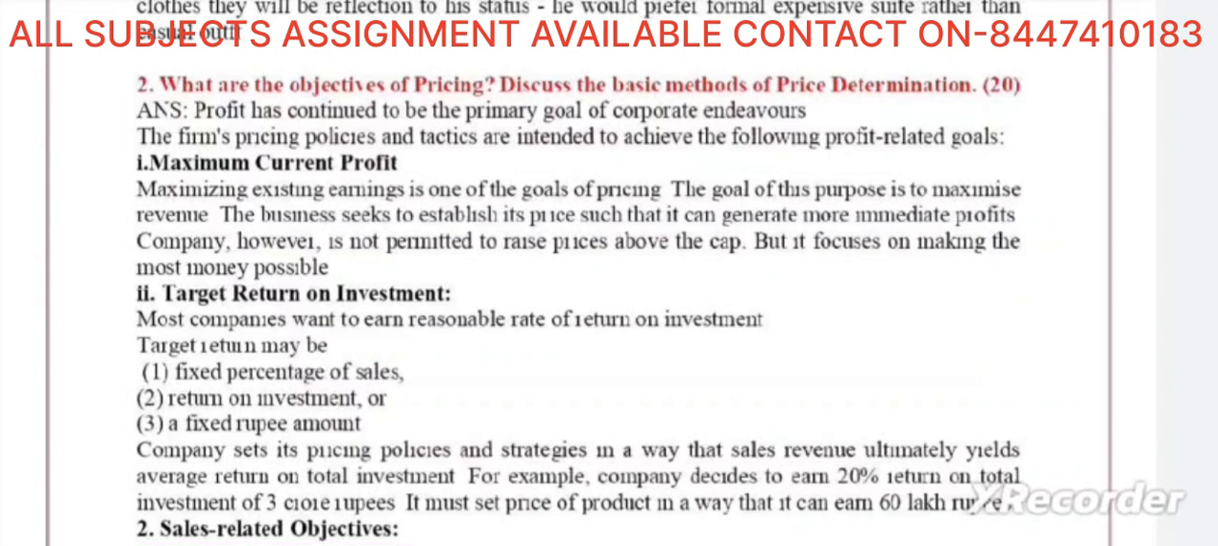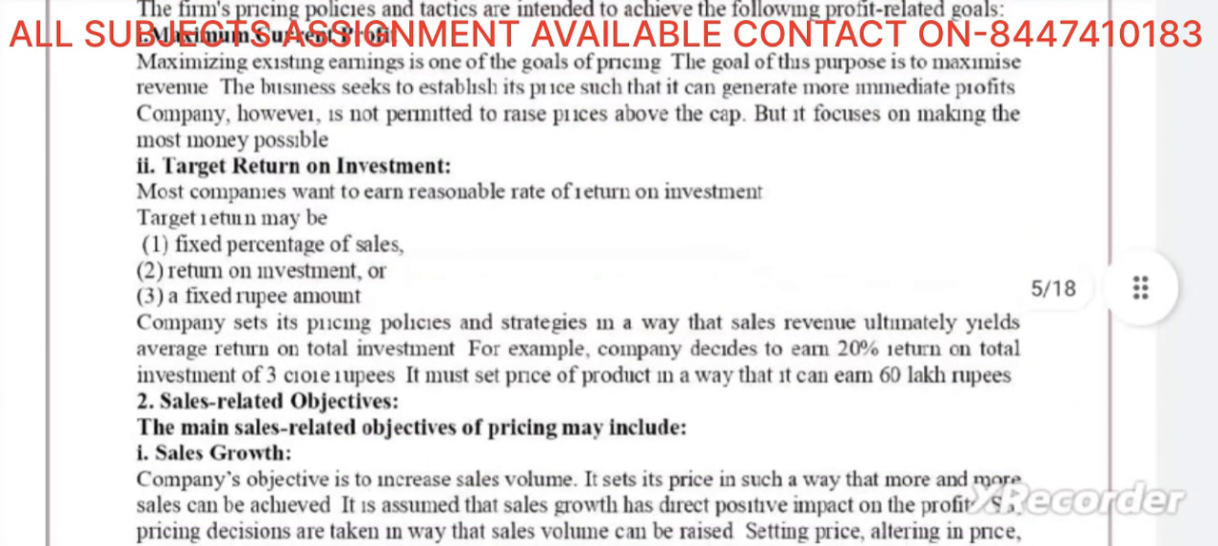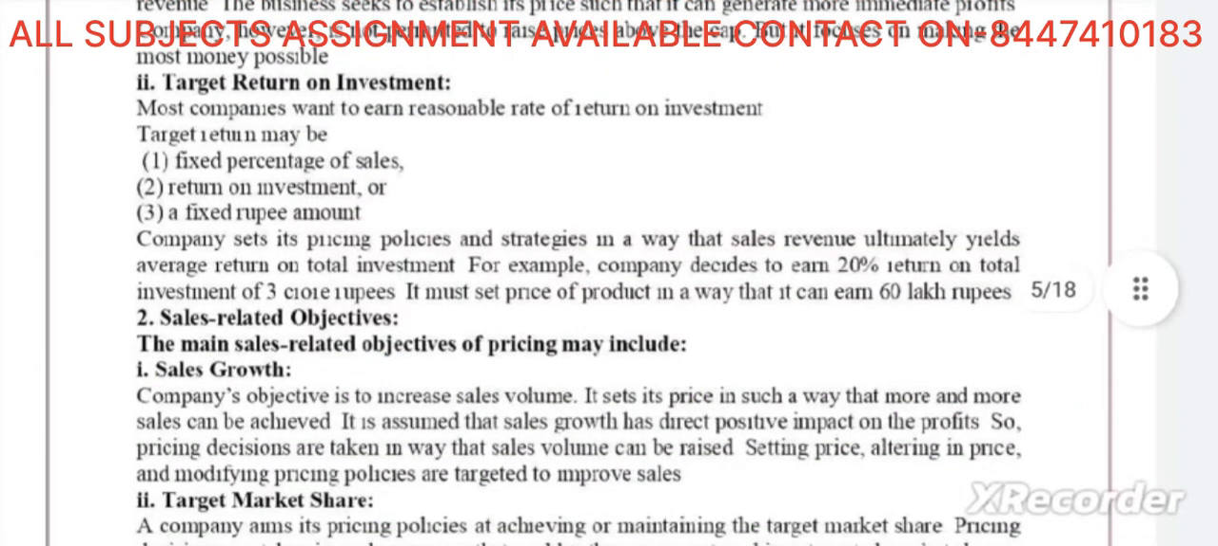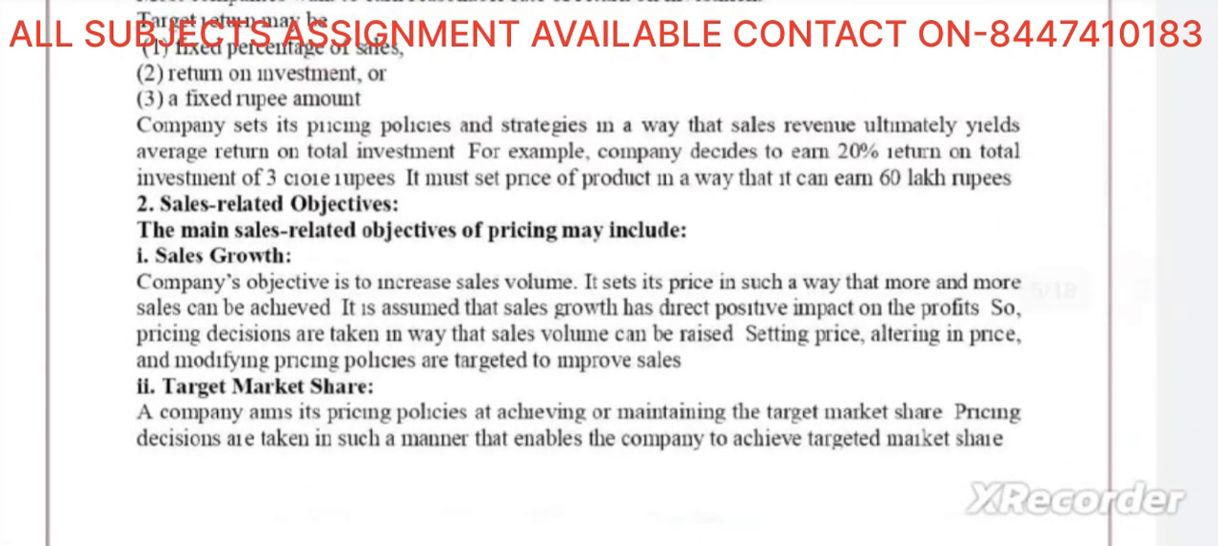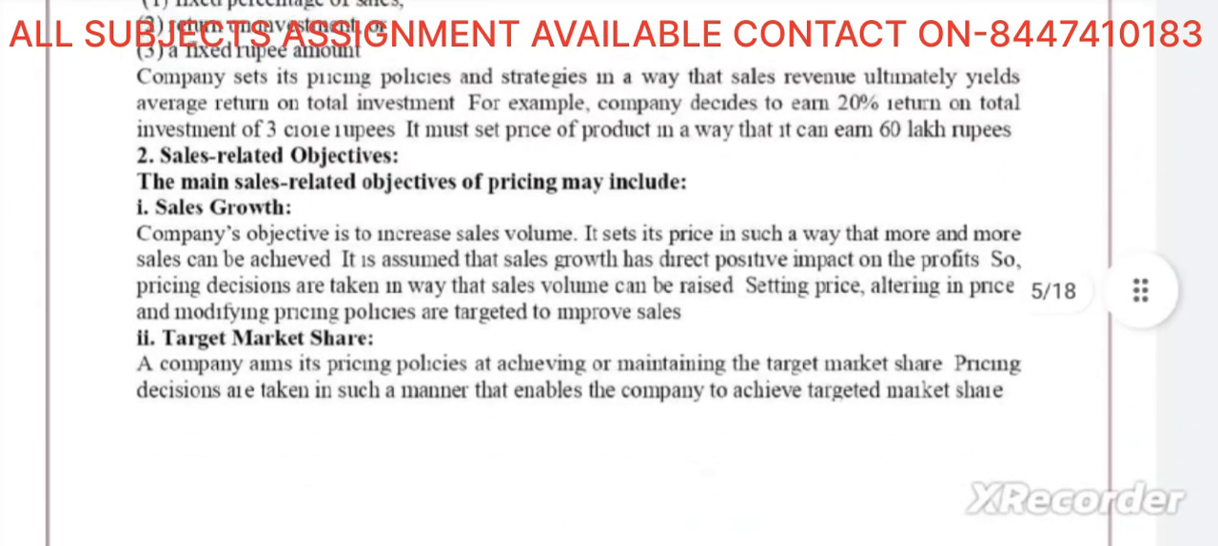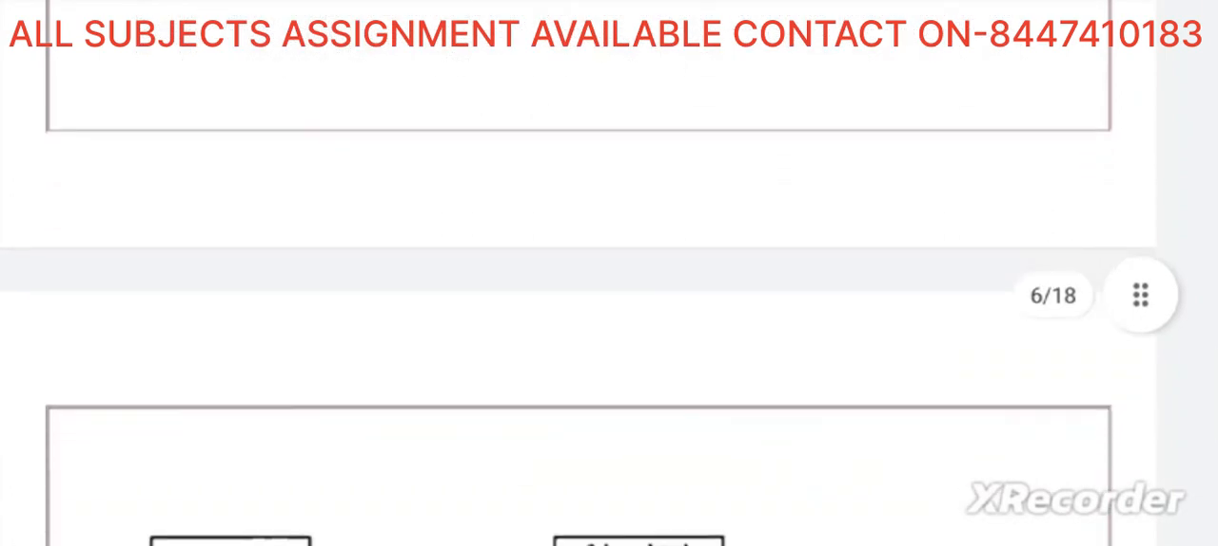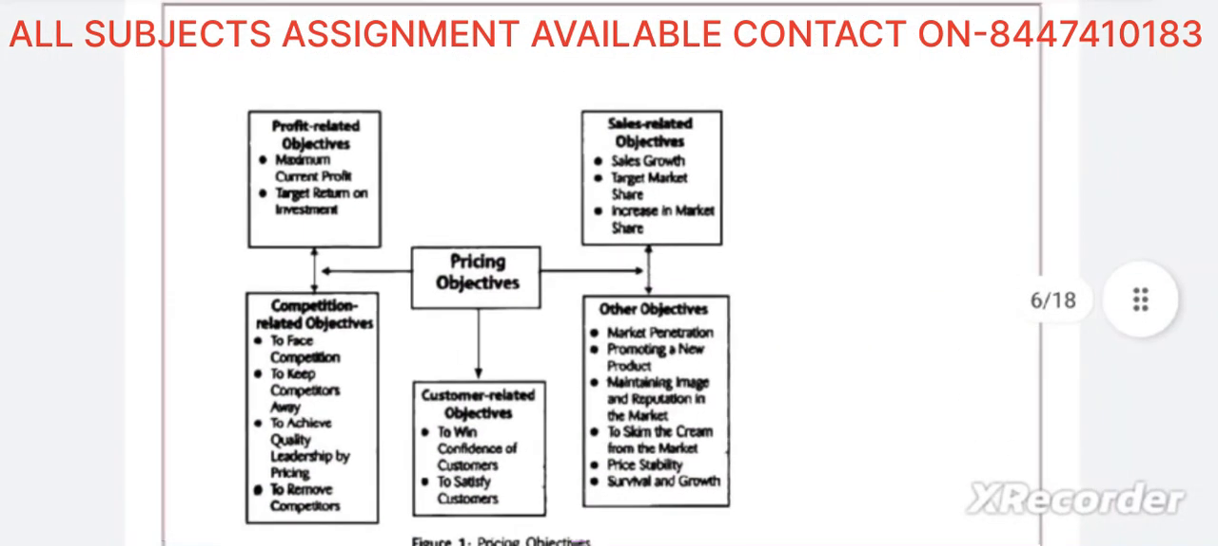Maximum current profit. Maximizing existing earnings is one of the goals of pricing. The goal of this purpose is to maximize revenue. The business seeks to establish its price such that it can generate more immediate profits. The company, however, is not permitted to raise prices above the cap, but it focuses on making the most money possible. Second is target return on investment and sales related objectives. The main sales related objectives of pricing may include sales growth and target market share. This is the pricing objective.